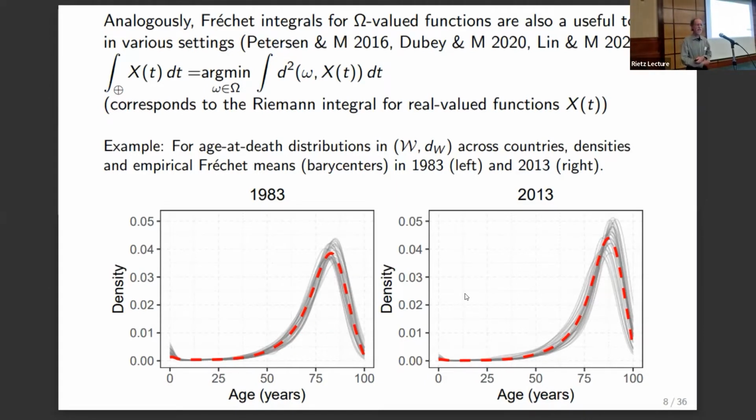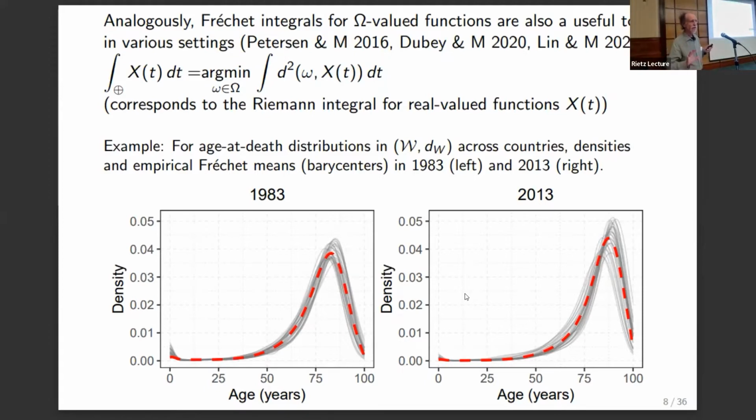So the solution for this, which is very useful for many applications, is that you just take the minimizing element in your space that minimizes the squared distance to the x of t's, and you integrate this over t, and then you take the minimum of this. You can very easily show that if you have a real valued x of t function, this is the same as the Riemann integral. So it boils down to what you want.